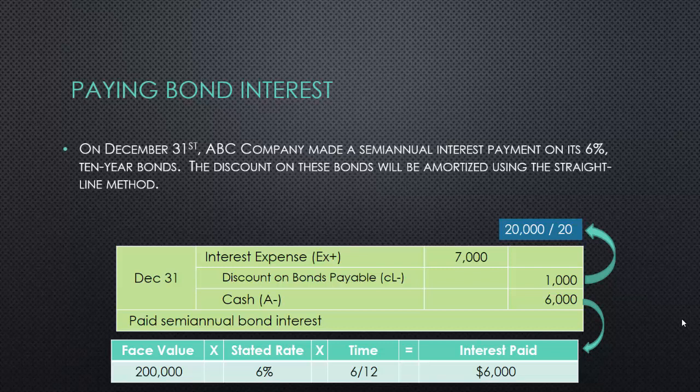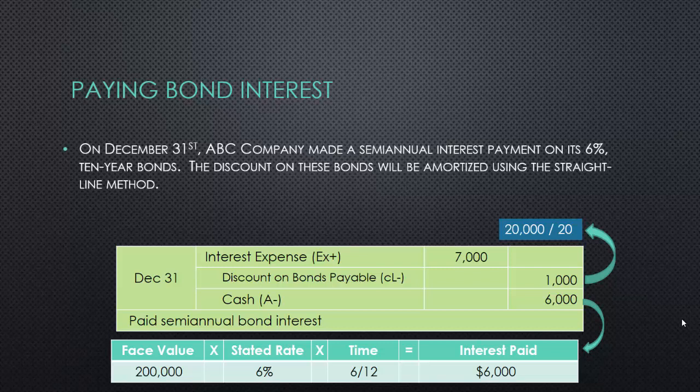It's true. Whenever you use the straight line method, every time you pay interest and amortize your discount, the entry is going to be exactly the same every single time over the entire bond's life, because none of your inputs change. Your face value is always going to be the same. Your stated rate is going to be the same. The time that it takes to make interest payments is always going to be the same.